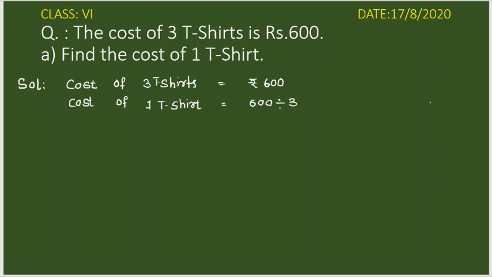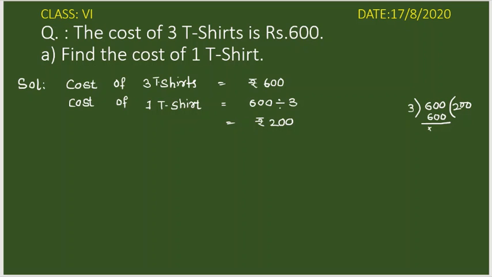When you perform the division in rough space, you get 600 must be divided by 3. 3 twos are 6 and these two zeros will be suffixed here. 3 into 200 is, it gives us 600. So we get cost of one t-shirt is rupees 200.